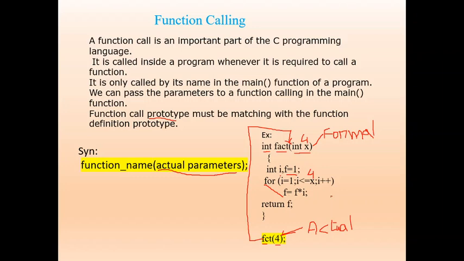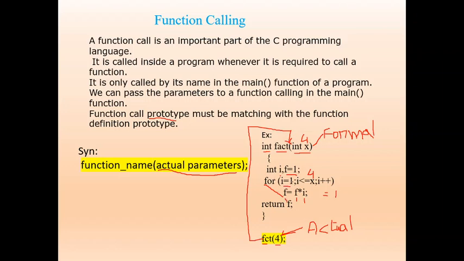What is the f value here? The i value is 1. i is 1, f is 1. It is 1 into 1, so f is 1. f is initialized with 1, and here i is initialized with 1. 1 into 1, f is 1.